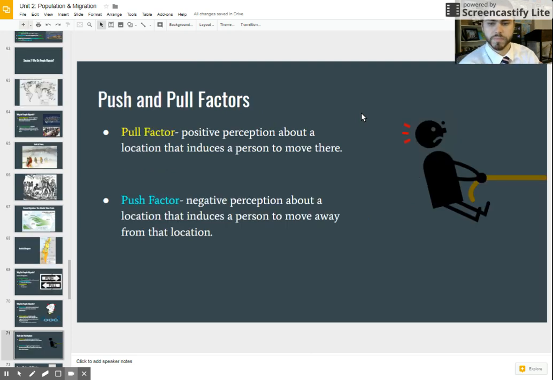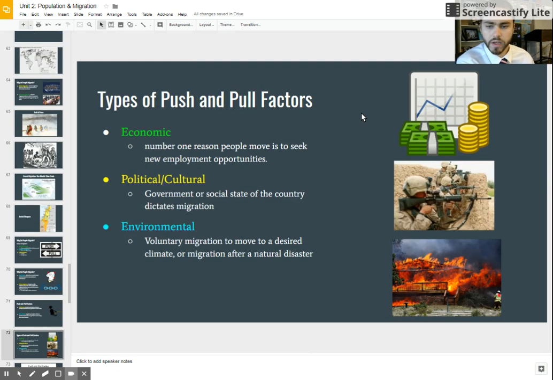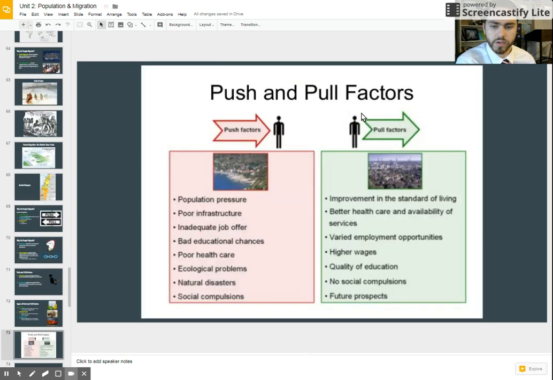Other things that we see, push and pull factors. Your push factor is going to be the reason why you leave. These are bad things that cause people to want to leave that location. And your pull factor is the reason why you're moving to that new location. What are the good things that are happening there? The number one way is economic. Other being political, government organizations causing you to do so, or even environmental, causing you to want to leave. Here are some examples.